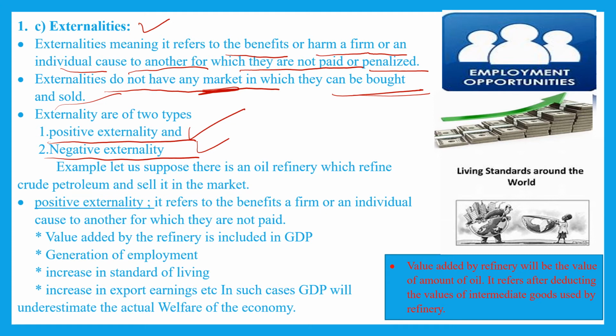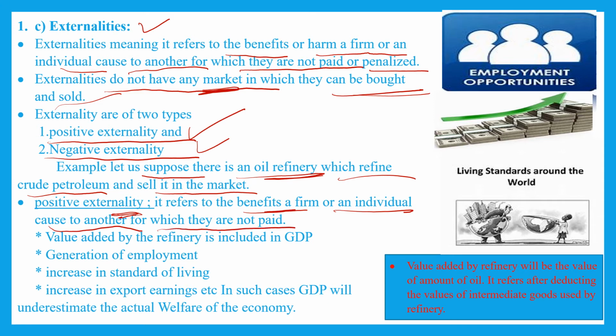Let us understand this with an example. Let us suppose there is an oil refinery which refines crude petroleum and sells it in the market. So what is positive externality now? It refers to the benefits a firm or an individual causes to another for which they are not paid. Those who get a benefit will not pay anything to the firm or individual who creates a benefit for another person. Now you can see the value added by a refinery is included in GDP.